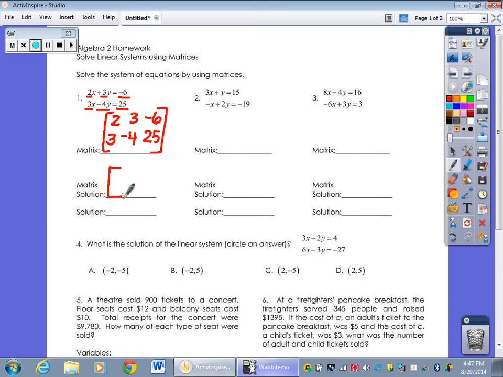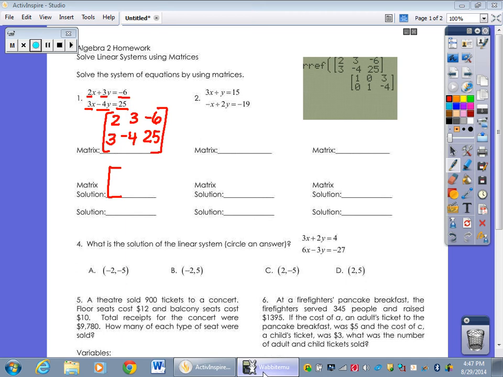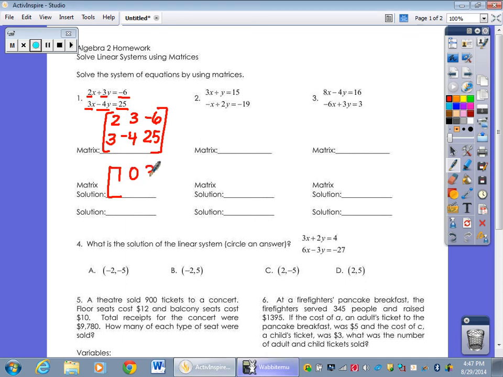Our matrix solution looks like what we just got, 1, 0, 3, 0, 1, -4. So this is what we're going to put here. And then we get our solution by looking at the last column. So our solution is now 3, -4. Next one, matrix we're going to make is 3, 1, 15, -1, 2, -19.